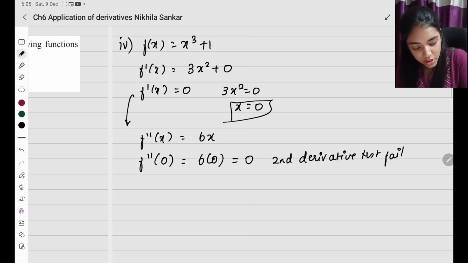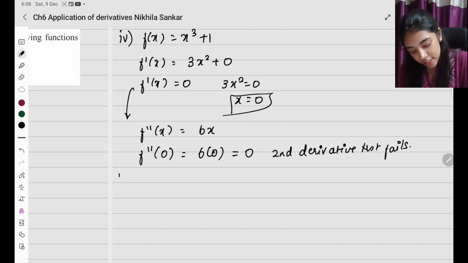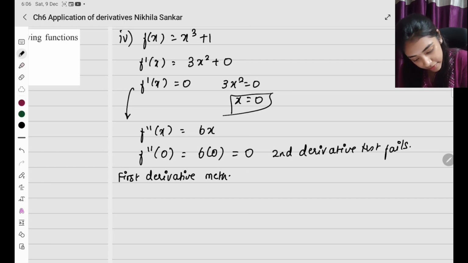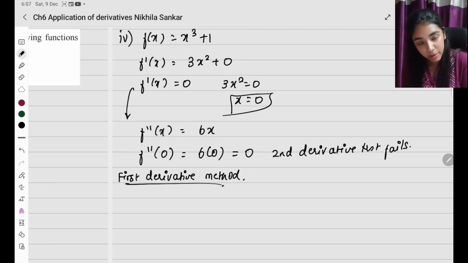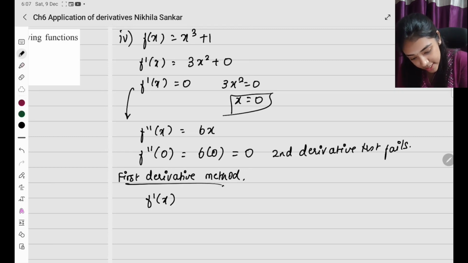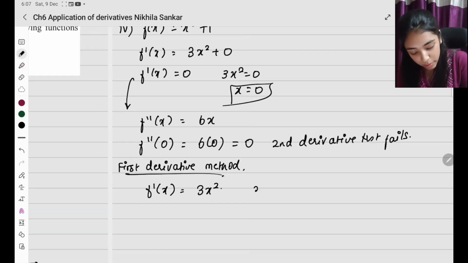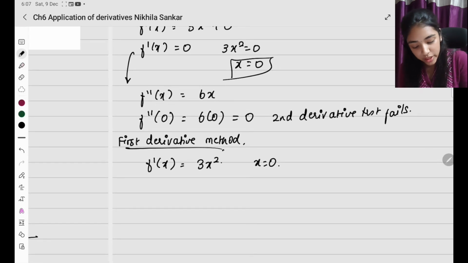fails. So, இப்போ நம்ம என்ன பண்ண போறோம்? You have to find out another method to do this. So, I'll use my first derivative method. அது என்ன மெத்தட்னு ஞாபகம் இருக்கா? I'll revise. So, first derivative method என்ன பண்ண போறோம்? I have my f dash of x to be 3x square. Okay? So, I got my value of x to be 0. I have to take values very, very close to 0. Basically, I'm going to take 0 minus 0.1 and 0 plus 0.1.